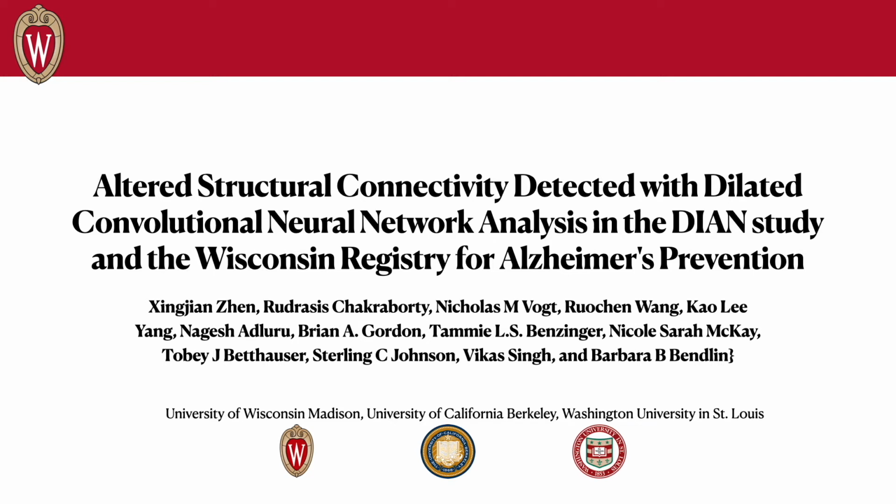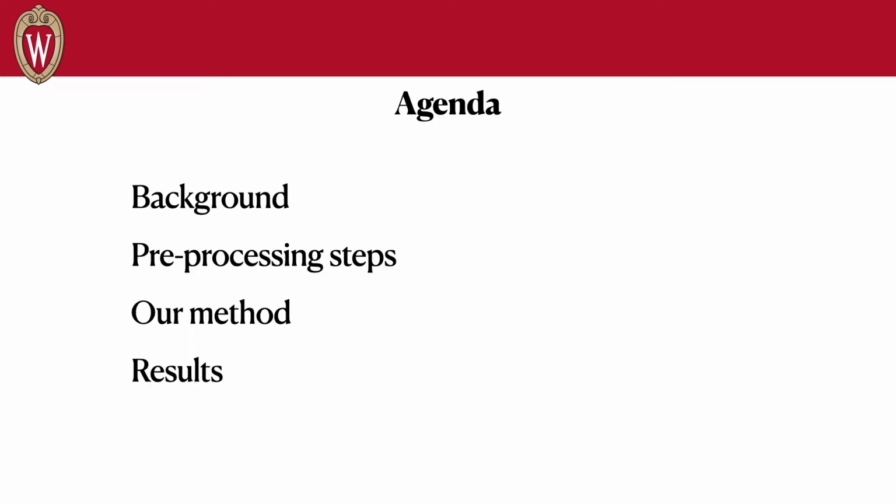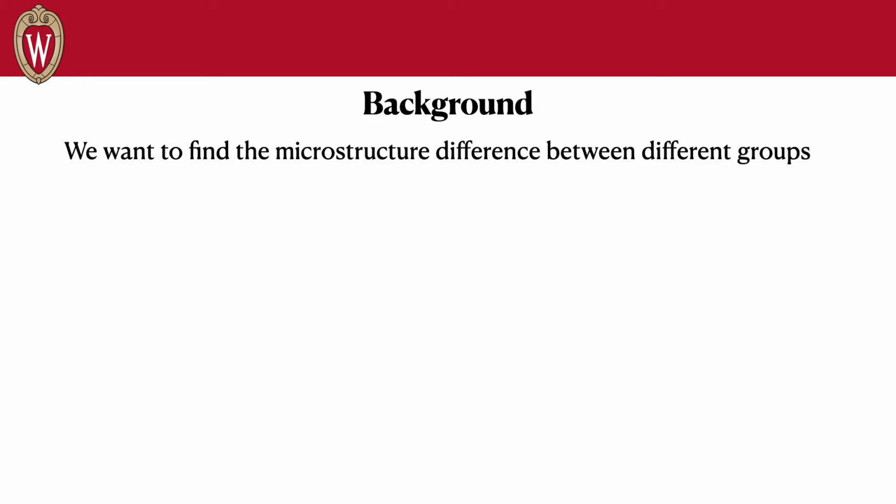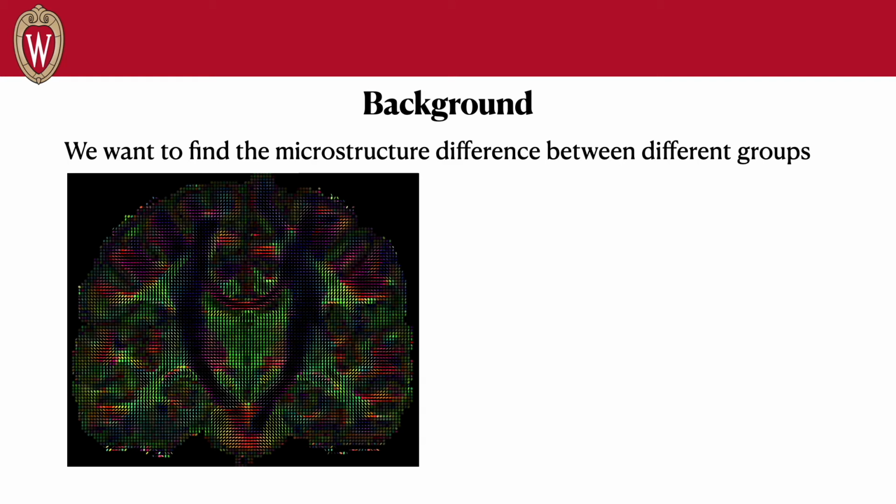Here I will talk about our new project, Outer Structural Connectivity Detected with Dilated CNN Analysis. In this presentation, I will cover the background, the processing of the data, our method, and our findings. In this study, we want to find the macrostructural difference between different groups.